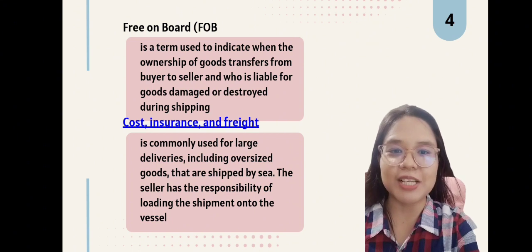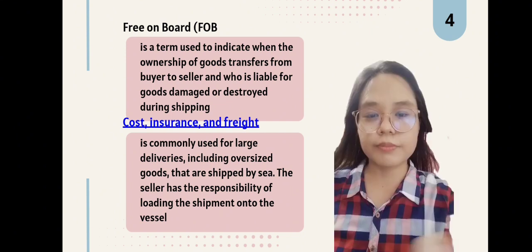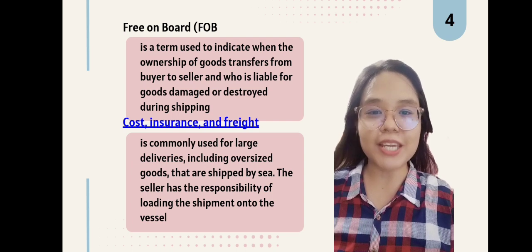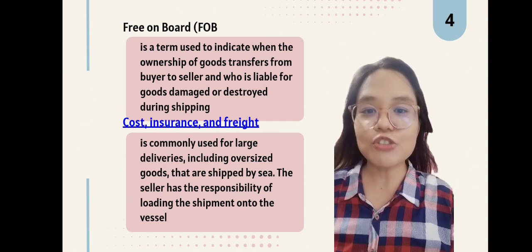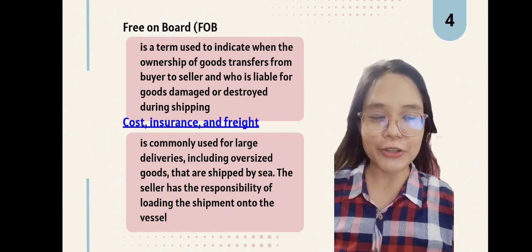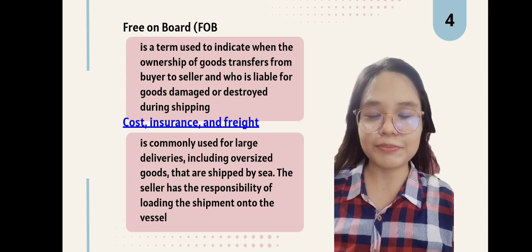CIF, or cost, insurance and freight, is commonly used for large deliveries, including oversized goods that are shipped by sea. The seller has the responsibility of loading the shipment into the vessel. Under FOB contracts, the buyer is responsible for shipping and other costs, as well as insurance, as soon as the goods are loaded into the vessel and during the voyage. An example of this is the buyer in Lazada, Shopee, or Shein.